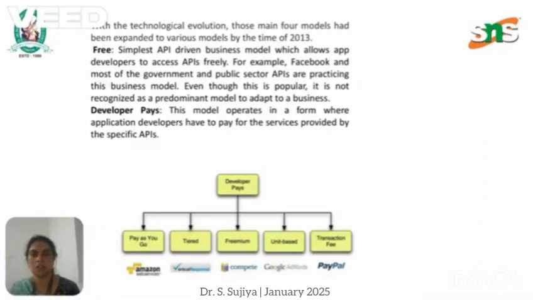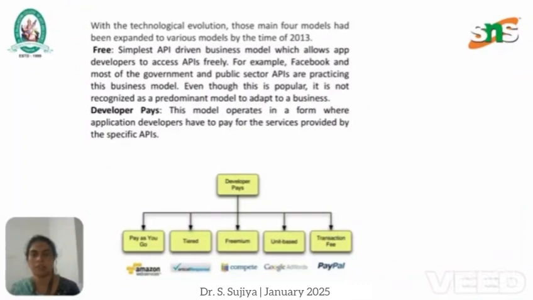That is the simplest API-driven business model, which allows app developers to access the API freely. For example, Facebook and most government and public sector APIs practice this business model. Even though it is popular, it is not recognized as a predominant model to adapt to the business.